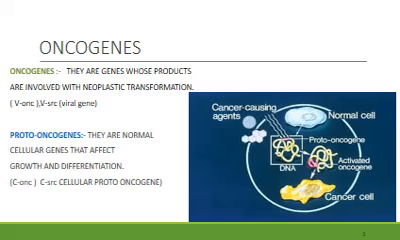Now what are oncogenes? Oncogenes are genes whose products are involved with neoplastic transformation. They can be brought about by viruses, and therefore it is represented as v-onc, that is the viral gene. And the viral gene or the oncogene of SRC is known as v-SRC, or the sarcoma producing gene.